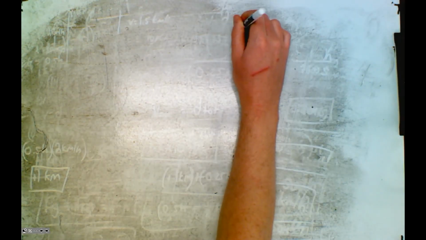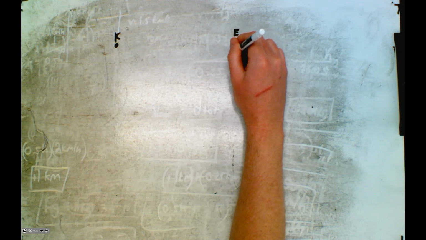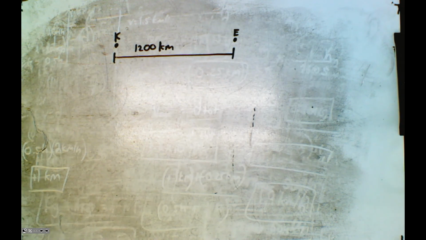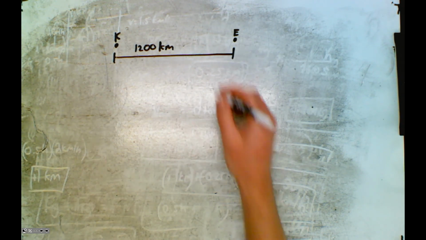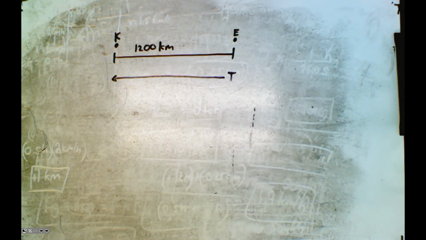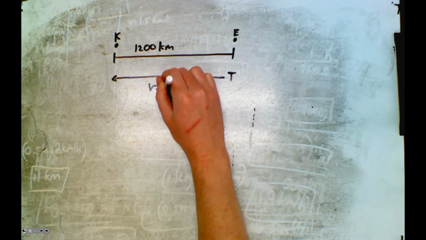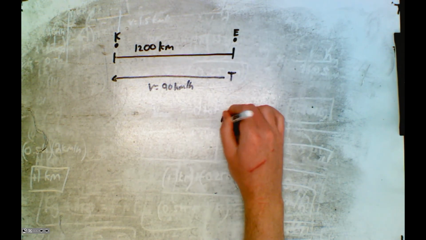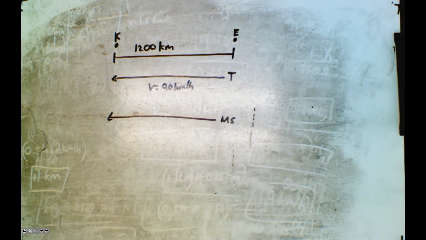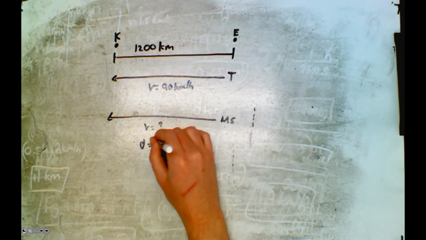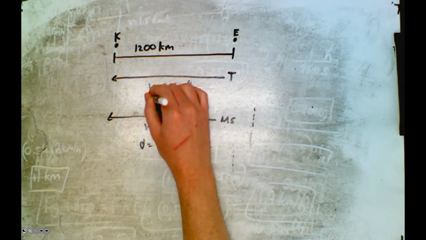So this is Edmonton. This is Kelowna. I assume they start in Edmonton area. And they need to travel 1,200 kilometers to Kelowna. So Terry travels there, and it tells us that Terry travels at a speed of 90 kilometers an hour. Okay. Mark and Steve travel to Kelowna, and we're trying to find the speed. We know that both of them have a distance of 1,200 kilometers, because that's how far it is to Kelowna.